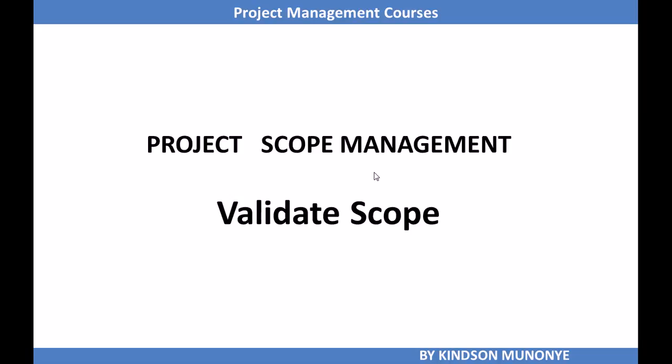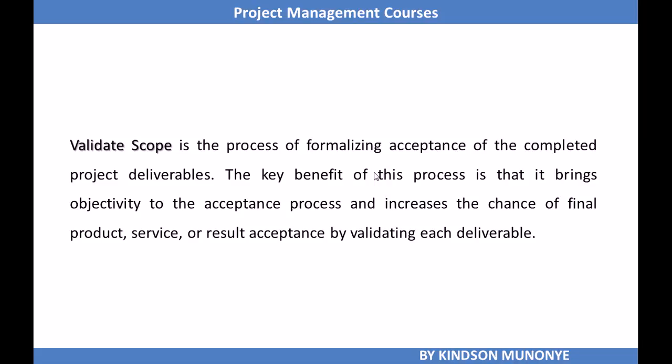Validate Scope is one of the monitoring and controlling processes under the Project Scope Management knowledge area. Previously on the Scope Management knowledge area, we completed Create WBS that produces the scope baseline and updates to project documents. Today, we are going to be looking at Validate Scope, which has to do with deliverables acceptance by the customer. Validate Scope is the process of formalizing acceptance of the completed project deliverables.